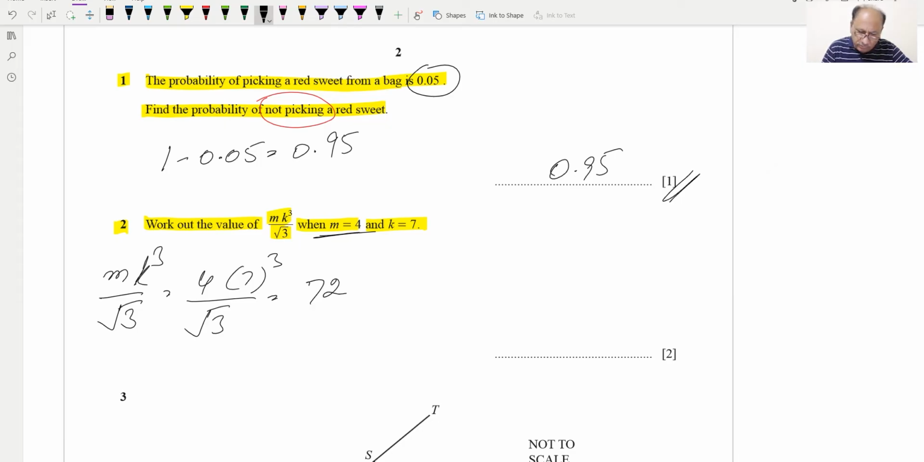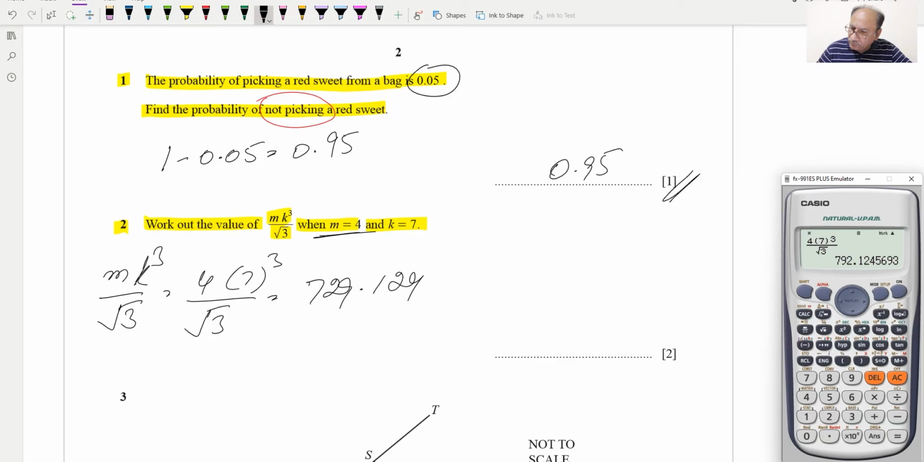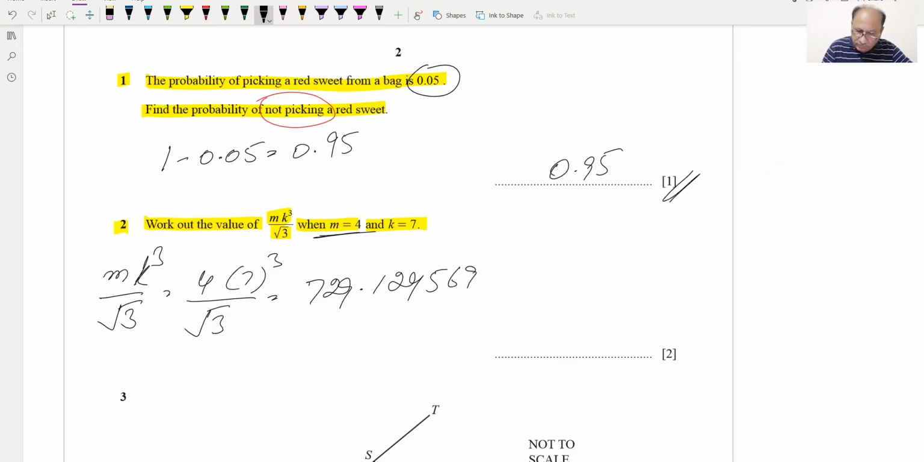729.1245693. So what we can do is round it to the nearest whole number. That will be 729, and 729 will be the answer in the proper place, and this is 2 marks.